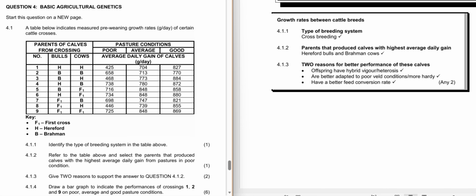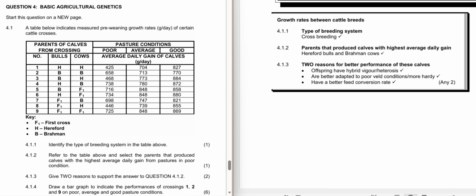Question 4. Basic agricultural genetics. Start this question on a new page. 4.1. A table below indicates measured pre-weaning growth rates G per day of certain cattle crosses. 4.1.1. Identify the type of breeding system in the table above. The breeding system is called crossbreeding.